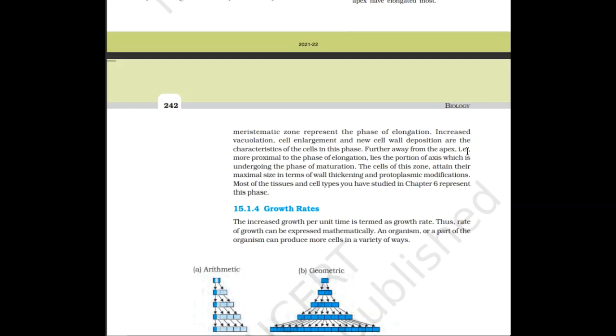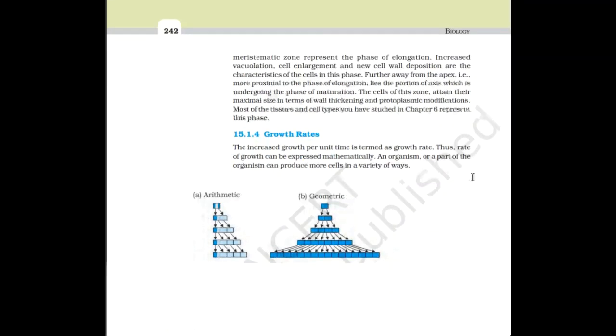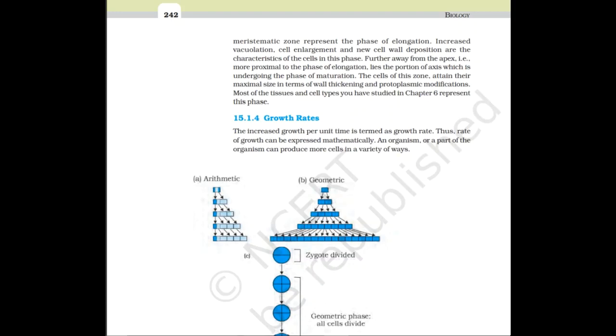Further away from the apex, that is more proximal to the phase of elongation, lies the portion of the axis which is undergoing the phase of maturation. The cells of this zone attain their maximal size in terms of wall thickening, protoplasmic modification. Most of the tissue and the cell types studied in chapter 6 represent this phase.